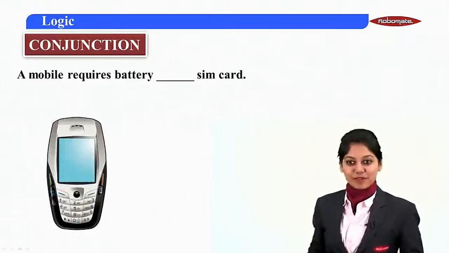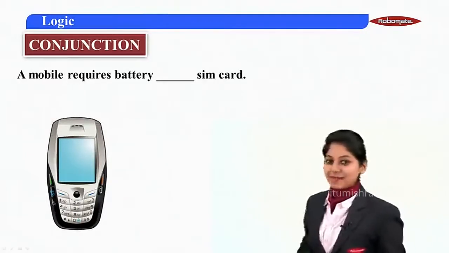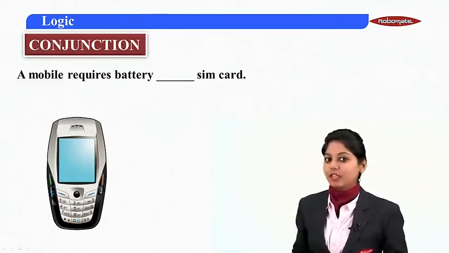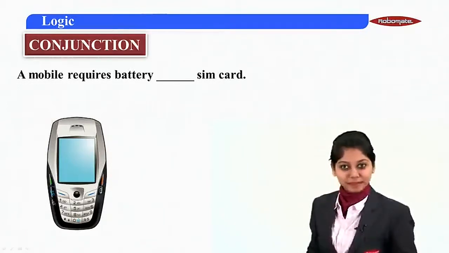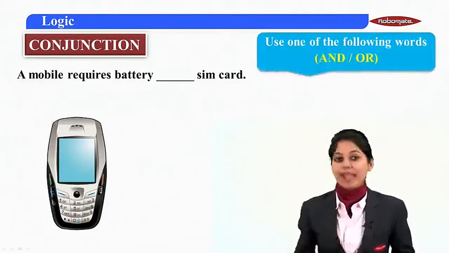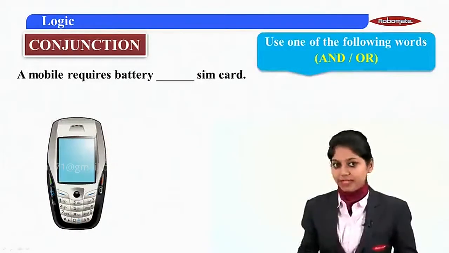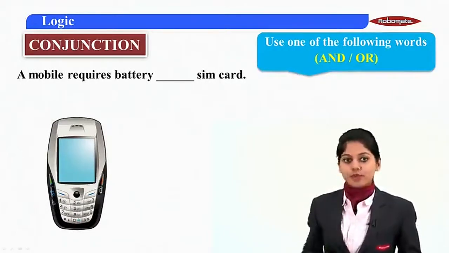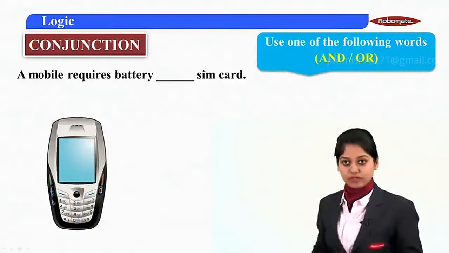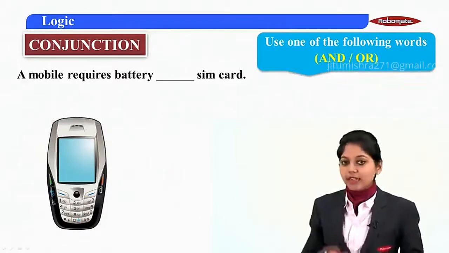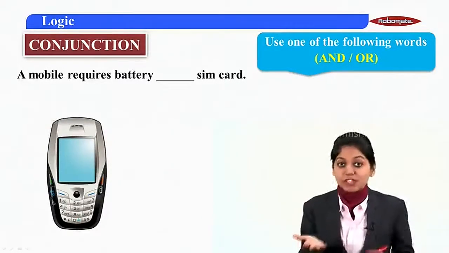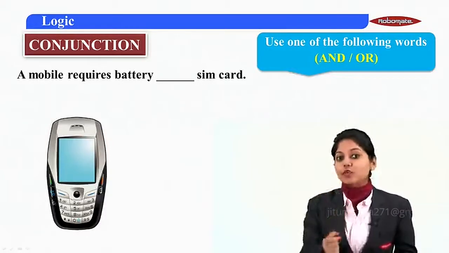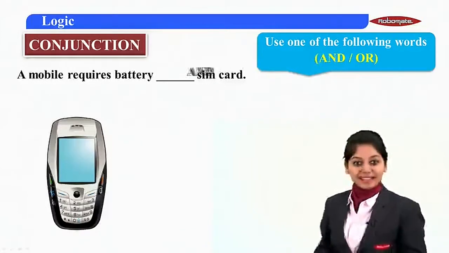Some examples in front of you. The first example is, a mobile requires battery, dash, SIM card. You can observe that blank space there. I want you to fill that blank space with any one word. Let those words be "and", "or". These are the two words given to you. Which one will you use? You will think about it: a mobile requires battery as well as SIM card. Both the things are required, and that simply says you will use only one word, and that word is "and".